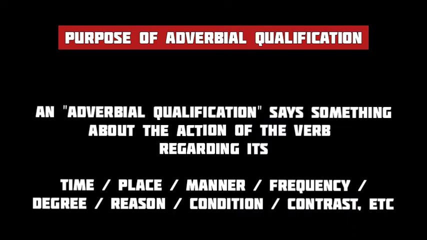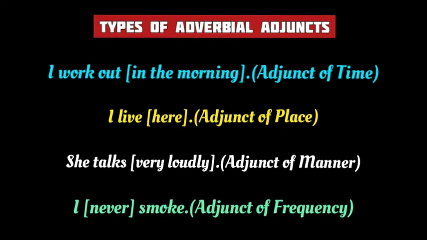The adverbial qualification may tell us about the time, place, manner, frequency, degree, reason, condition, or contrast of the action of the verb. Accordingly, there are many types of adverbial adjuncts as illustrated in the examples on your screen. In the first example, I walk out in the morning. Here the adverbial qualification is in the morning, which shows the time of the action walk out. Hence, it is an adjunct of time.